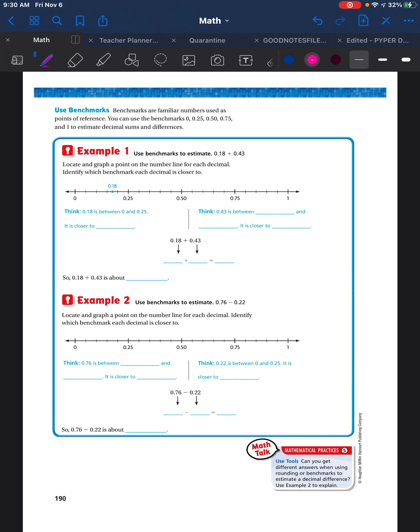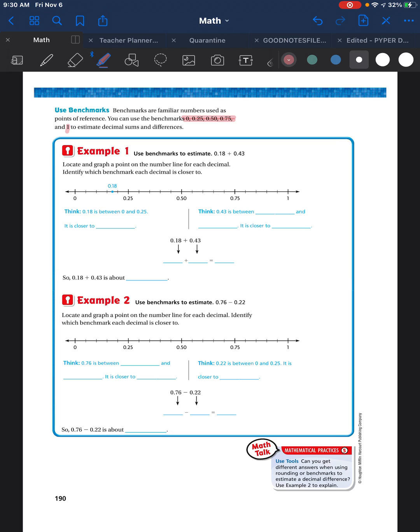All right, this time we're going to use a number line to help us round, and we have a bit of a new vocab word. It says benchmarks are familiar numbers used as points of reference. You can use the benchmarks of 0, 25 hundredths, 50 hundredths, or 75 hundredths, which is the same as 25, 50, 75. And they use those because we're all familiar with them because of money. And 1 to estimate the decimal sums and differences.